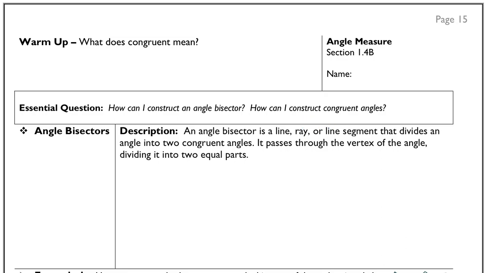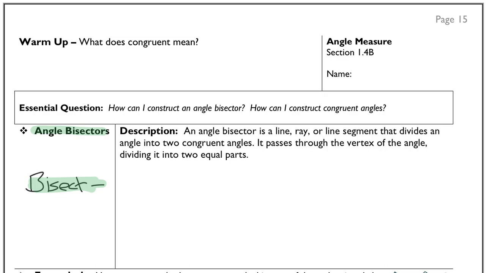So first thing is, what is an angle bisector, or what does bisect mean? Let's go ahead and highlight bisector as our vocab word, as well as write a new word, bisect. That is another word we can define as well, and we're going to highlight that in green as well. So when we do this, we want to look at this description. An angle bisector is a line, a ray, or a line segment that divides an angle into two congruent angles. It's going to pass through the vertex of the angle, dividing it into two equal parts.